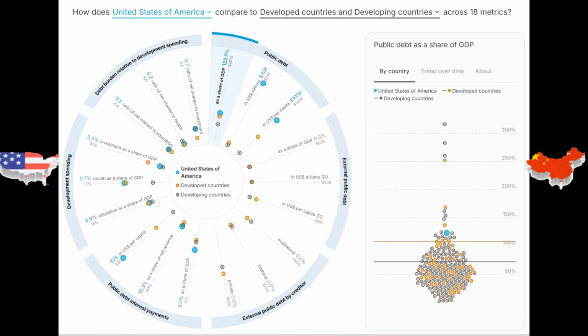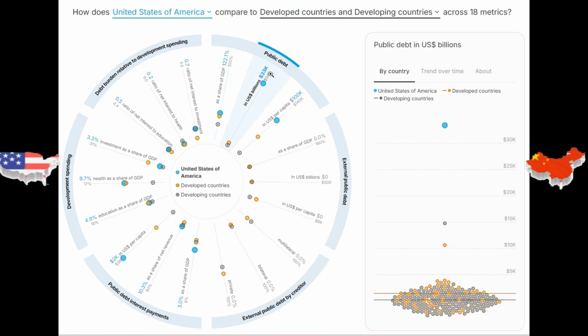On this chart, the blue dot represents the United States, the orange dot represents developed countries, and the gray dot represents developing countries. When we look at public debt as a share of GDP, the U.S. is about 14% higher than the average for developed nations and 50% above developing nations. The highest debt to GDP ratio belongs to Sudan, exceeding 300%. Given the U.S.'s massive GDP, it's no surprise that in terms of total dollar value of national debt, the U.S. far surpasses any other country, more than double that of China, which ranks second.